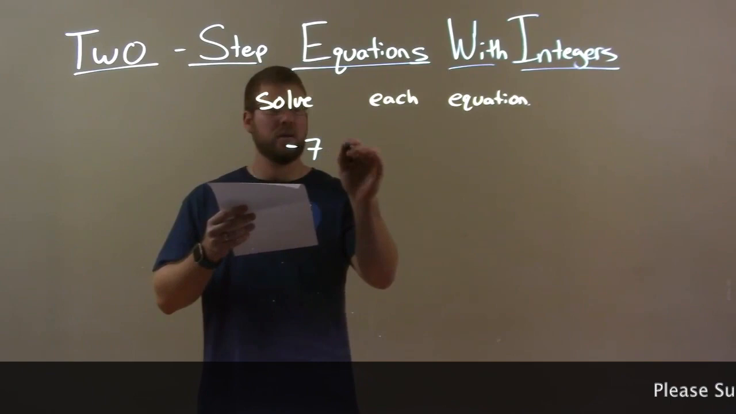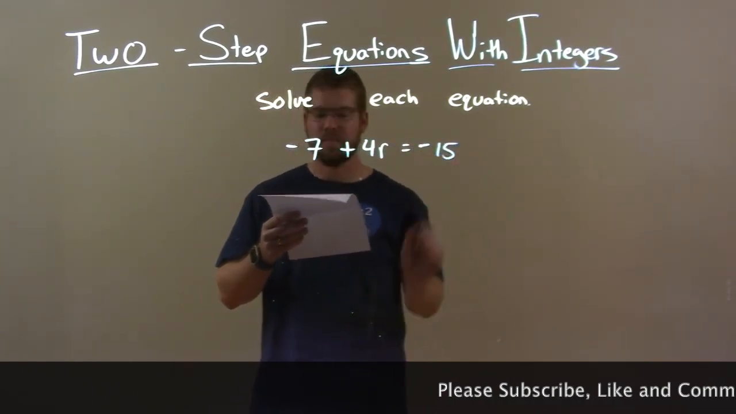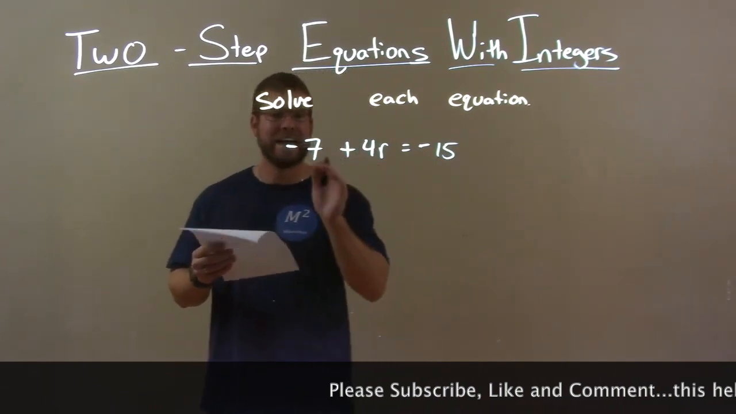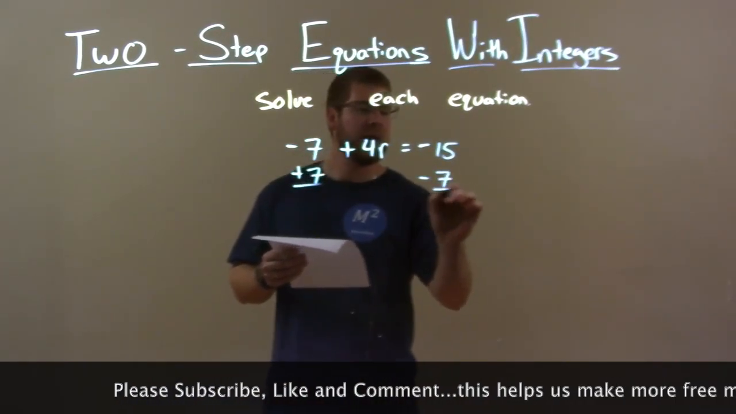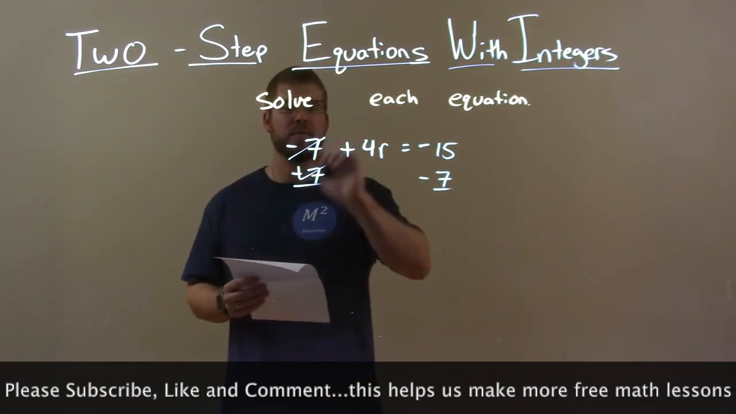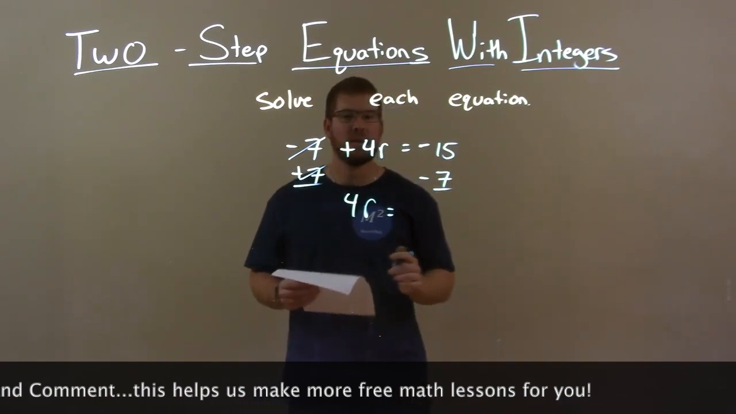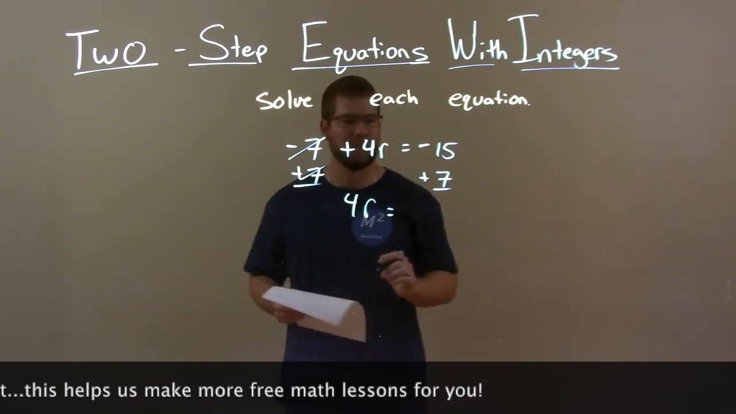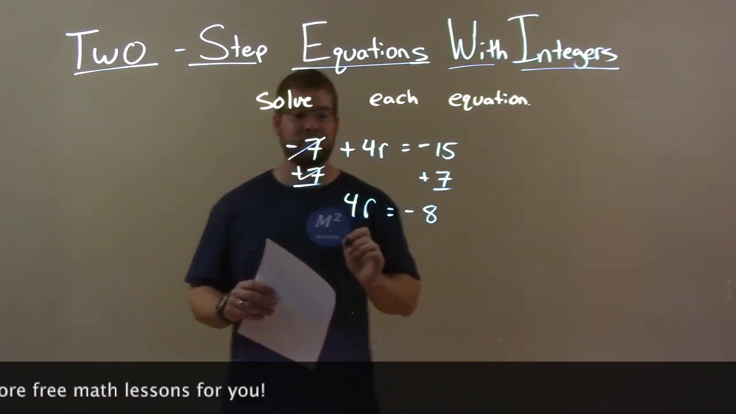Negative 7 plus 4r equals negative 15. First thing I want to do is add a 7 to both sides. Since we're subtracting it in a sense there, if I add a 7, it will eliminate the negative 7 there. All right. We have 4r on the left here, and negative 15, oh sorry, I'm adding a 7, almost messed up there. Negative 15 plus 7 is a negative 8, all right.